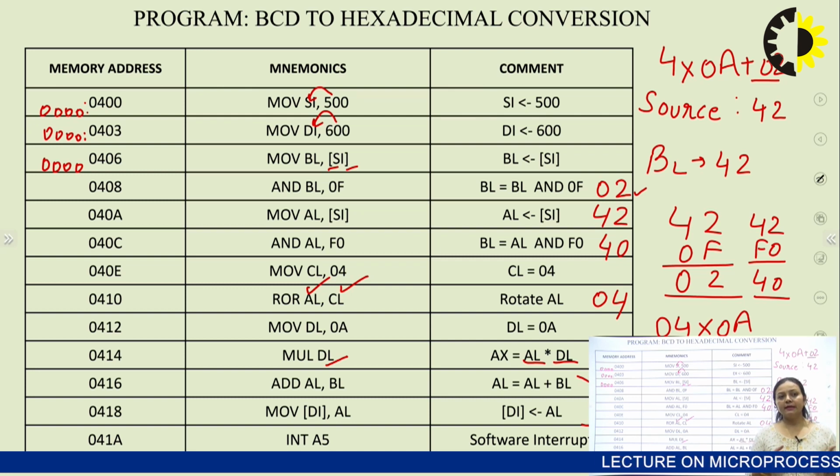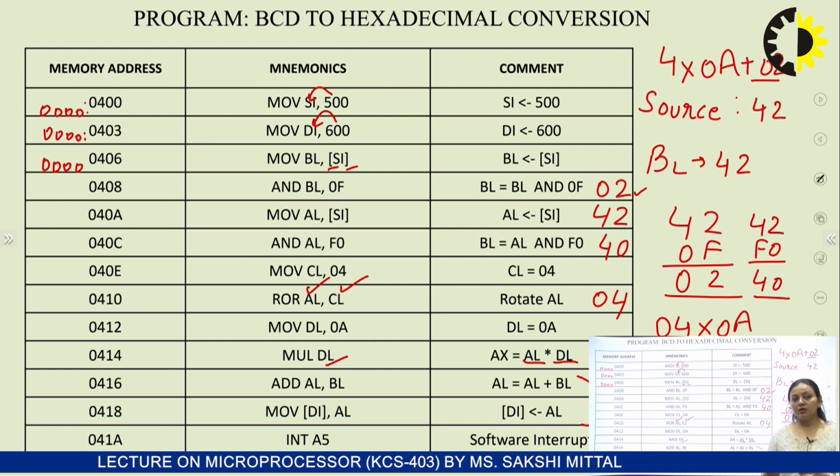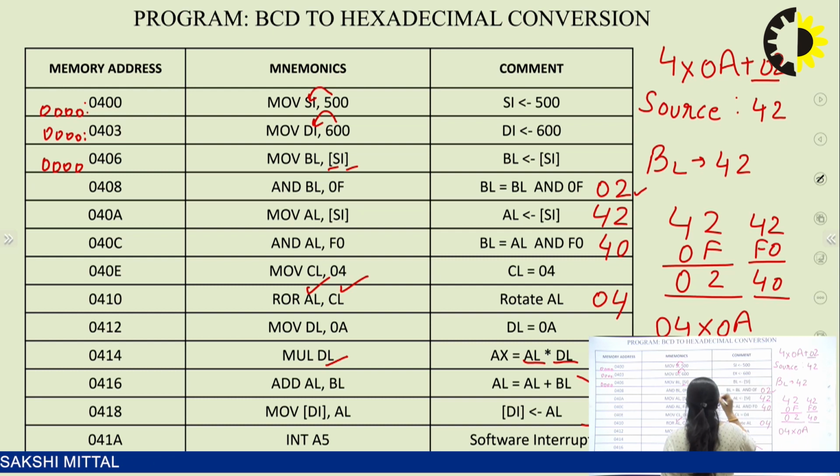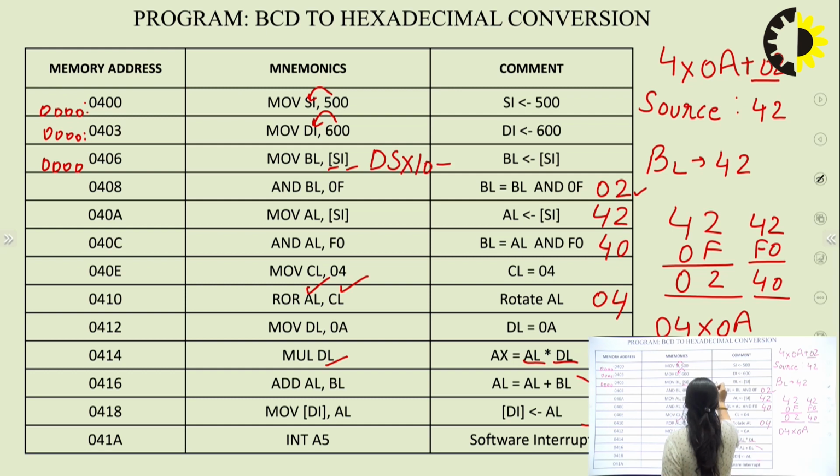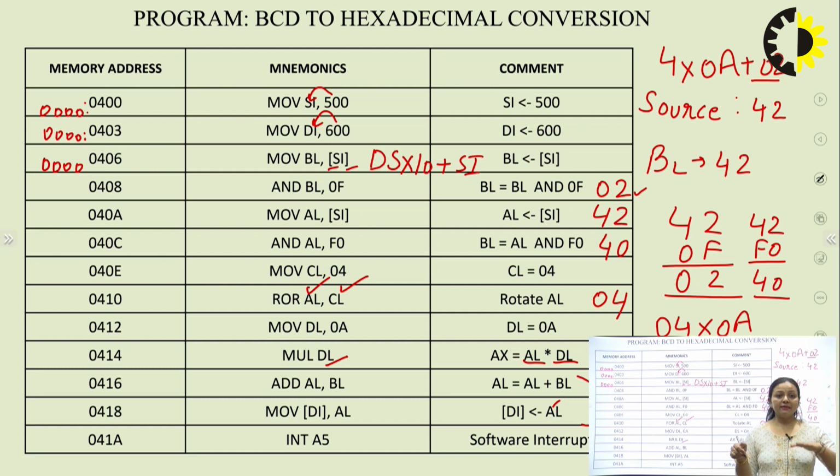So how will you convert the address? Whenever you have an instruction with square brackets, you need to generate a physical address. Obviously, the processor will generate a physical address on its own. How will it generate it? The contents of the data segment will be multiplied by 10 and the contents of the offset will be added. If I have written move BL comma SI, what this instruction will actually perform is that the contents of the data segment will be multiplied by 10 and the contents of SI will be added to it to get a 20-bit physical address. This is the location from which you are supposed to move the contents to register BL.